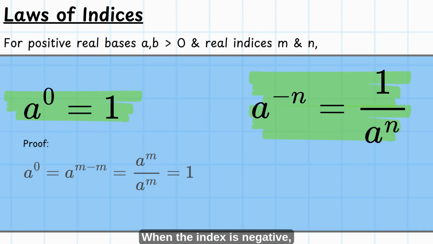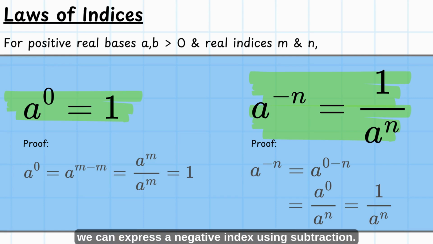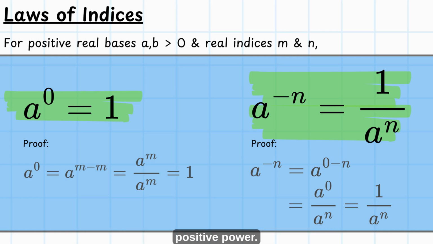When the index is negative, the result is the reciprocal of the original term. This means that raising a number to a negative power gives 1 over that same number with a positive power. To see why, we can express a negative index using subtraction. Applying the quotient law, we end up with a fraction where the numerator is 1 and the denominator is the base raised to a positive power.